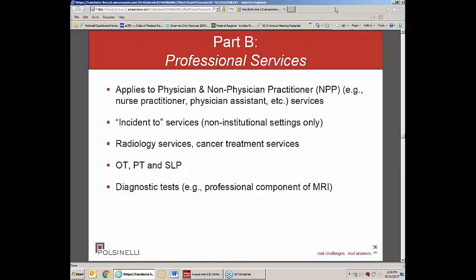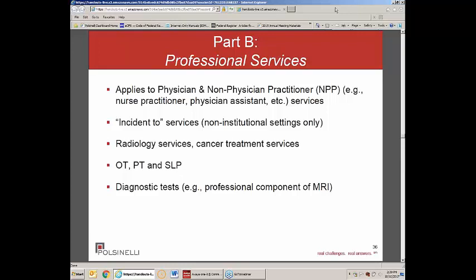We've grouped a lot of these, the Part B services, into what we're calling professional services here. Your typical physician office services. So, you go to your physician office and you receive care from a physician or a non-physician practitioner like an advanced practice nurse or a physician assistant. But these professional services can also include therapeutic radiology services, physical, occupational, speech therapy, the professional component of diagnostic tests. So that's the physician's part in reading the results of a diagnostic test.